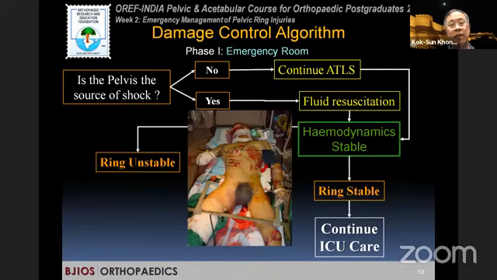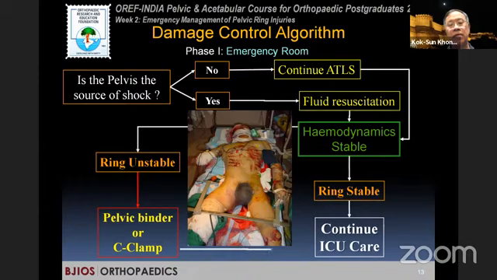If they are not stable, the ring is not stable, but the patient is stable, then you can put a C-clamp, or a pelvic binder, whichever one keeps the ring stable to a certain point. Then they can be sent on to the ICU for further resuscitation, control of their bleeding diathesis, and other things that need to be addressed as a polytrauma patient.